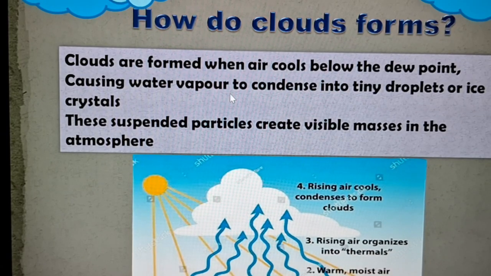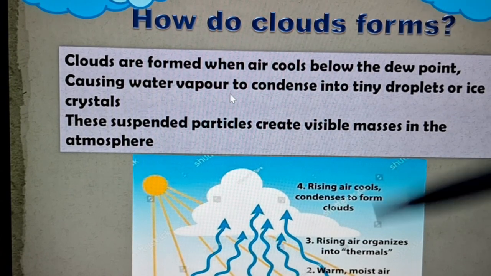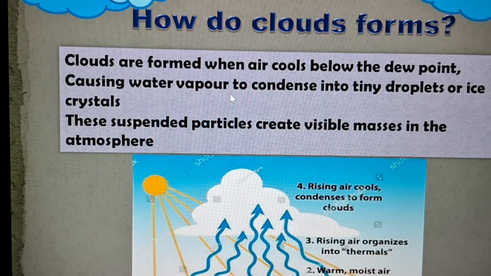Clouds form because of the condensation process in which water vapors are cooled down and get converted into small droplets of water, and we see them as visible masses, so we call them clouds.